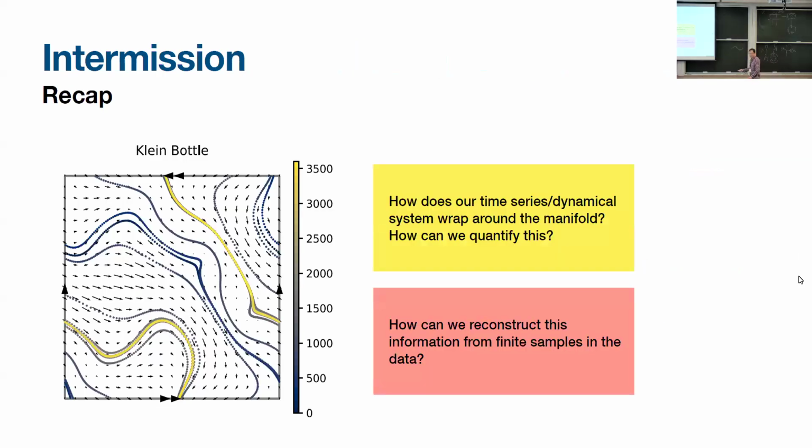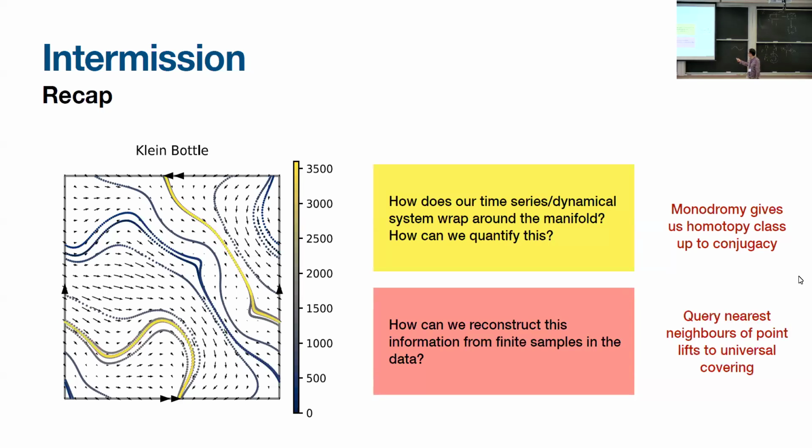So, another intermission. We've answered our two questions. How does our time series or time system wrap around this manifold? How can we quantify this? We look at the monodromy of the fundamental group. How can we reconstruct this from finite data? We use this lift to the covering space and use the metric information upstairs. And it's very appropriate to point out that we do need that covering map to be an isometry.